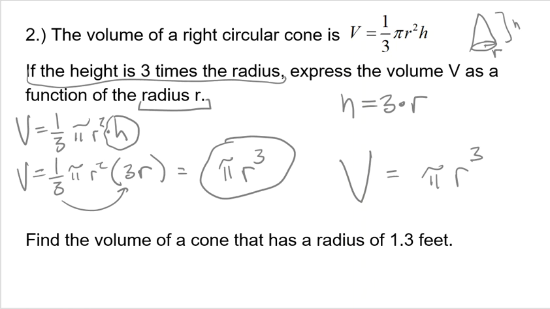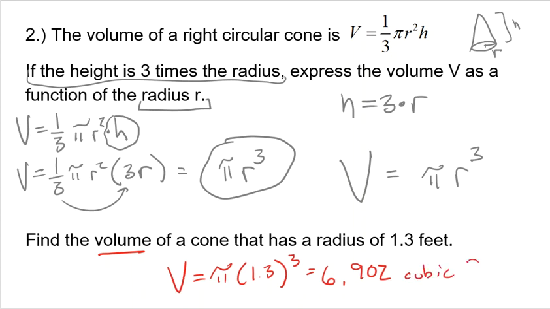All right, now they want me to use my formula. Oh my gosh, crazy. Find the volume of a cone that has a radius of 1.3 feet. So volume equals pi times 1.3 cubed, and if you plug that in, you get 6.902 cubic feet. So volume is in cubic feet there. So the volume of that cone is 6.902 cubic feet. So another pretty simple problem, I think. Now I wouldn't expect you to remember this, I will give you that formula for the volume of a cone.